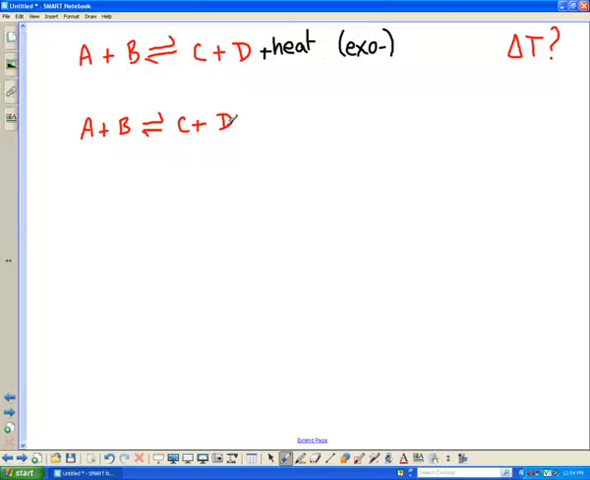If the heat is on the product side for an exothermic reaction, then it stands to reason that the heat would be on the reactant side for an endothermic reaction. Alright? And that's basically all you need to know. So let's just say, if I was to increase my temperature of this reaction number 1.